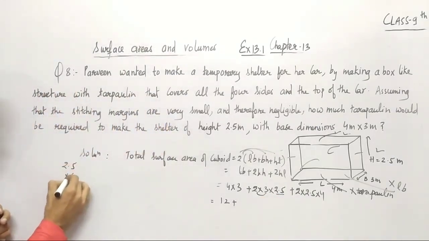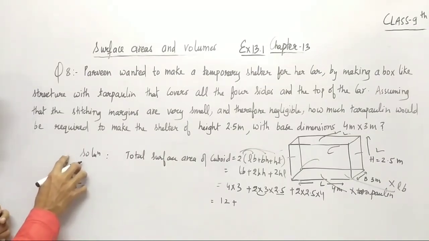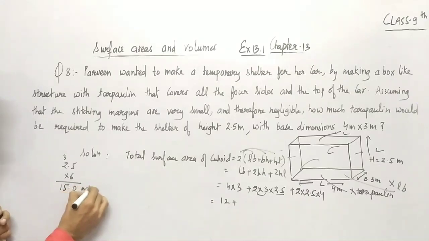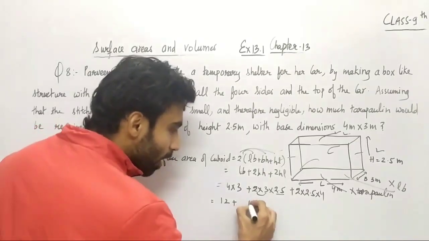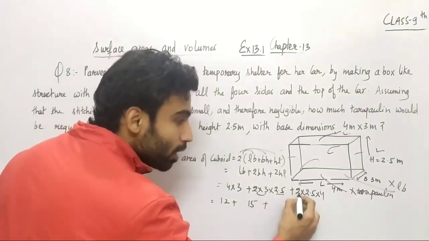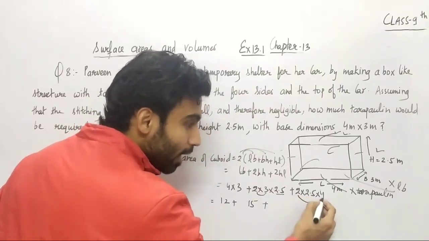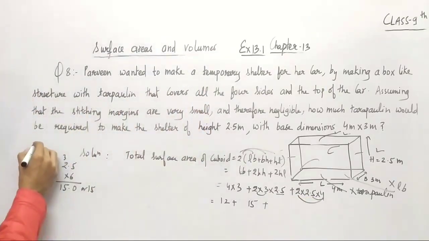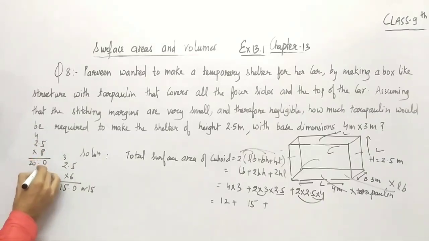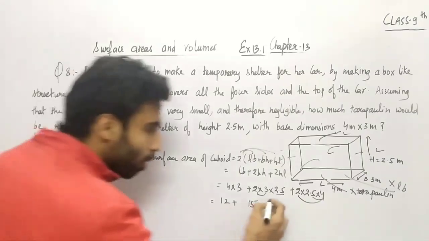So if I multiply 2.5 by 6: 5 times 6 is 30, 0 and 3 carry, decimal as it is. Now 6 times 2 is 12, 13, 14, 15. So say 15.0 or 15, so that will be 15. Now further, 2 into 4 that is 8, 8 into 2.5. Now let me do that. So 2.5 has to be multiplied by 8. 8 times 5 is 40, again decimal, 4 carry, then 8 times 2 is 16 and 4 is 20. So you can call 20.0 as 20.